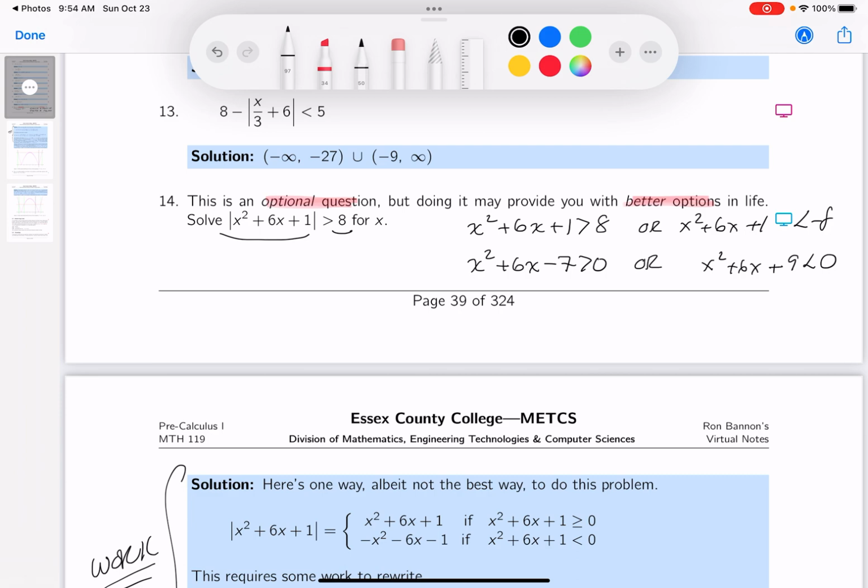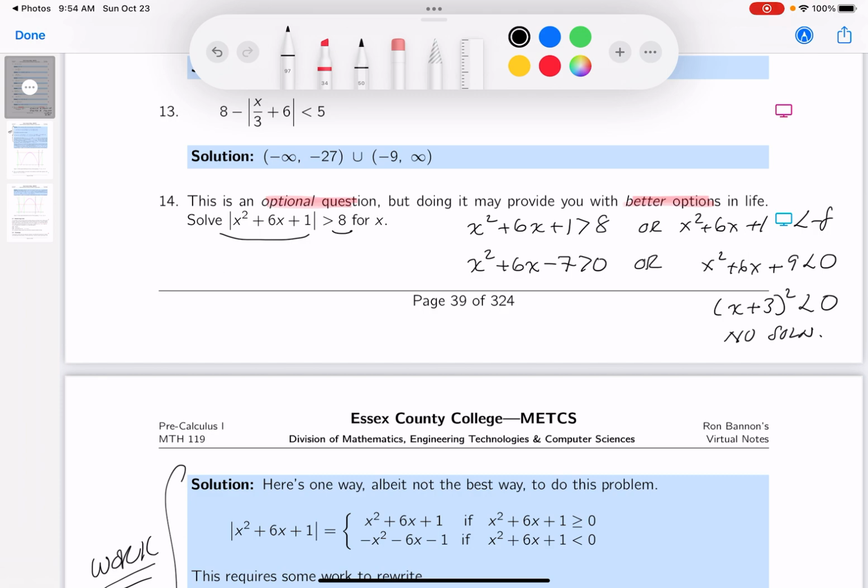All right, let's factor them now. It's going to be (x plus 3) squared less than 0. This has no solution to it. Reason being is x plus 3, when you square it, is always going to be greater than or equal to 0. It's never less than 0.